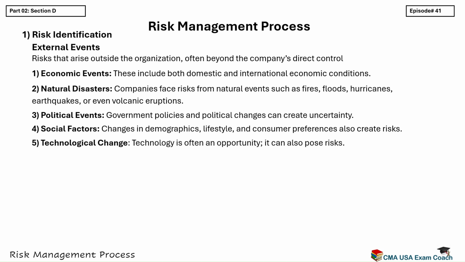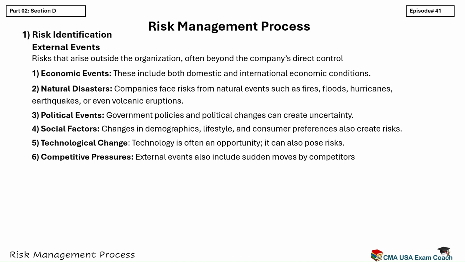5. Technological change. While technology is often an opportunity, it can also pose risks. For example, new technology might make a company's product obsolete. Think of how smartphones reduced the demand for cameras, MP3 players, and GPS devices. On the other hand, companies can use the same technological shifts to create new services and products, but if they fail to adapt, they risk losing market share. 6. Competitive pressures. External events also include sudden moves by competitors. For example, if a competitor launches a cheaper or more innovative product, it can quickly erode a company's market share.